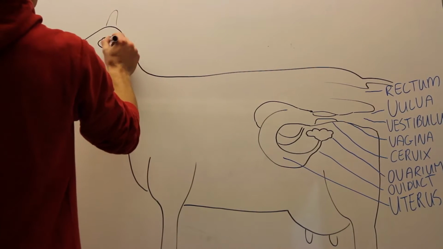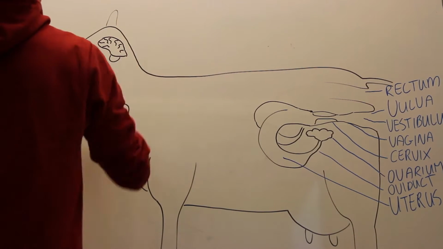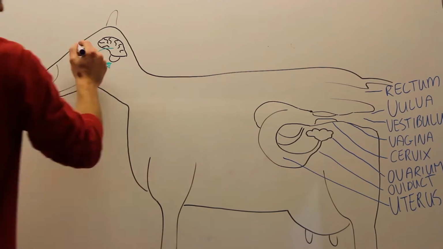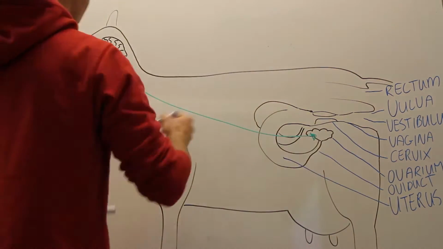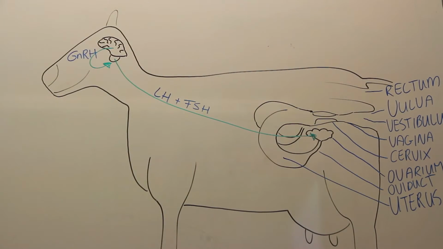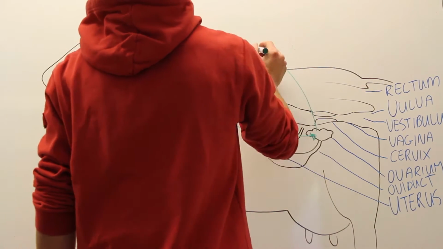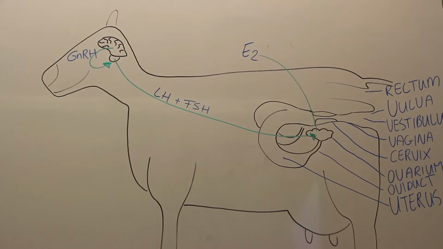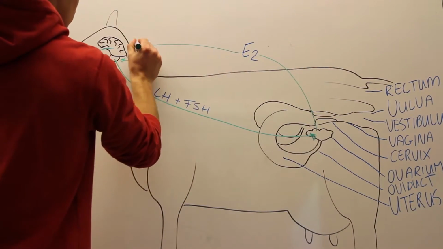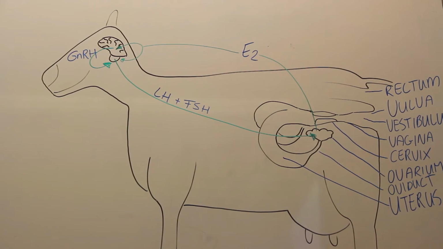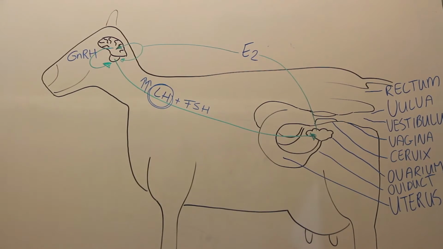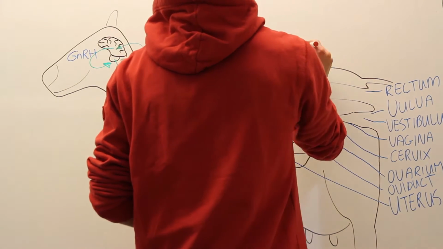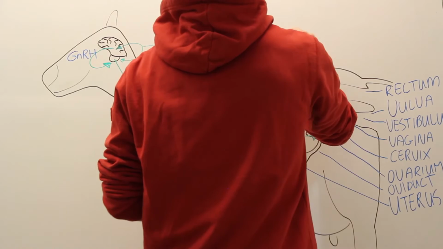The hypothalamus produces GnRH, which stimulates the pituitary to produce LH, luteinizing hormone, and FSH, follicle-stimulating hormone. LH and FSH, in turn, stimulate the ovaries to produce estradiol. When the estradiol concentration reaches a certain threshold, it leads to a peak in LH from the pituitary, also called the LH surge. This LH surge, in turn, causes ovulation. This marks the follicular phase.